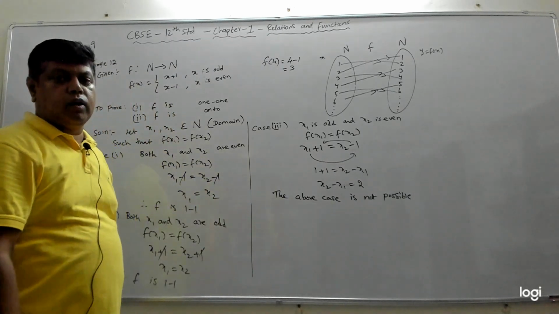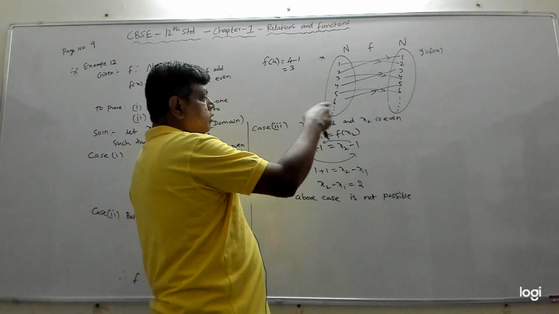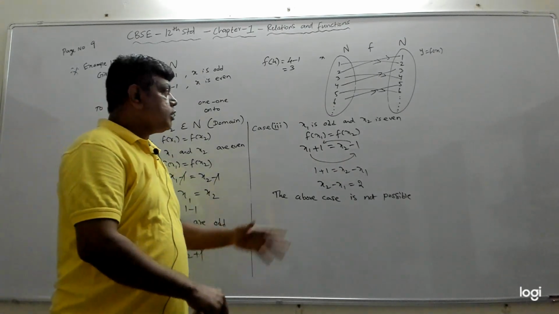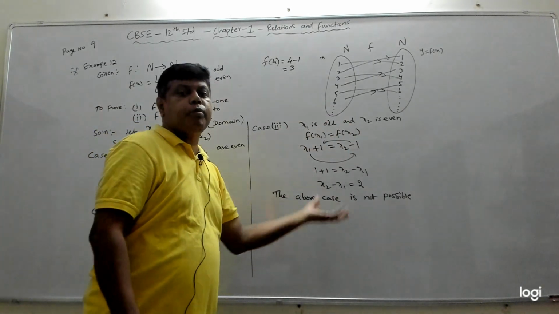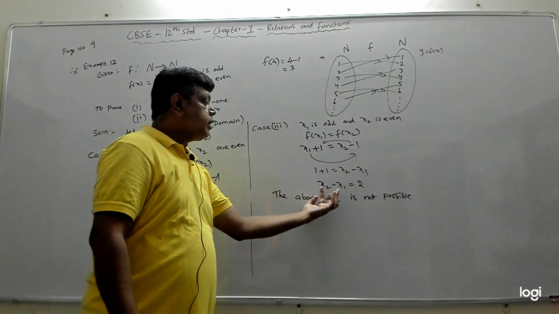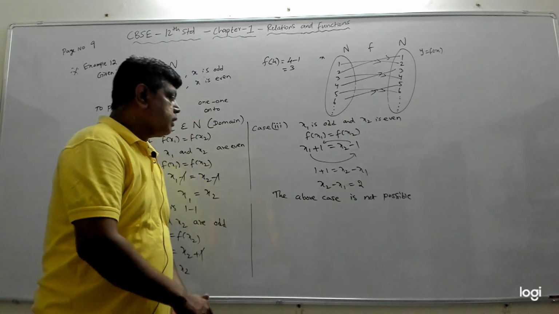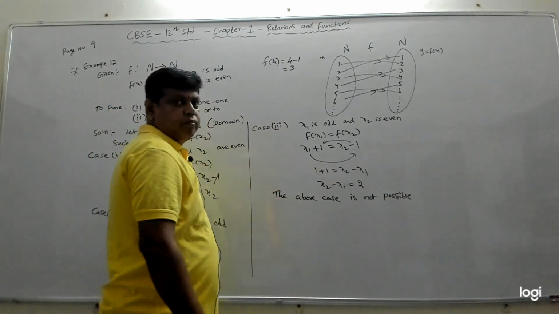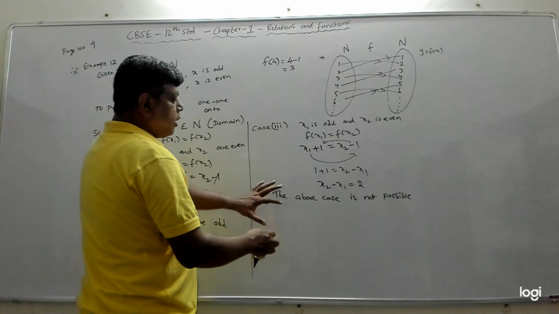Images can never be equal. When x1 is odd and x2 is even, then the images have to be different, because x1 and x2 are obviously different. If the images are the same, then you are getting x2 minus x1 as 2, which is not possible. Therefore, this case itself is invalid. So we can ignore this.